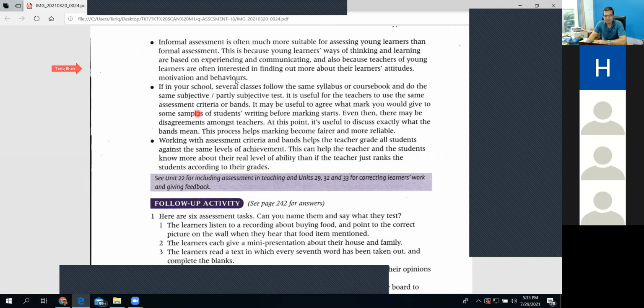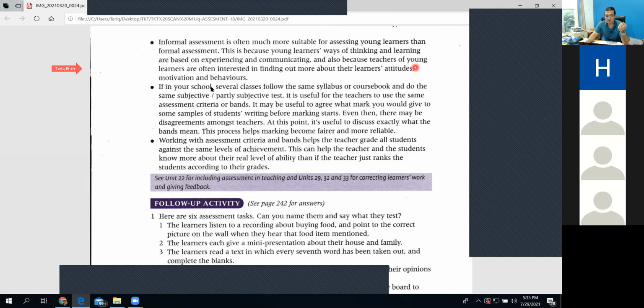All right, this is because young learners' ways of thinking and learning are based on experiencing and communicating. What's the reason that they don't put formal testing on the small ones? Because their way of learning is based on experiencing and communicating. That is how they are taught in the TPR method. If you see in 15, that is especially for the young learners. All right, so that's their way. Physical response to the teaching, and that's how they are taught also.